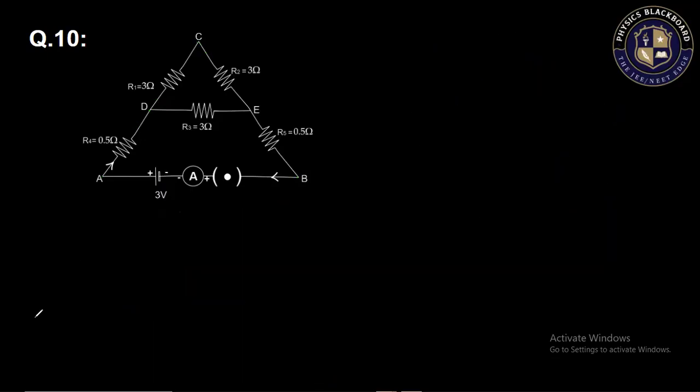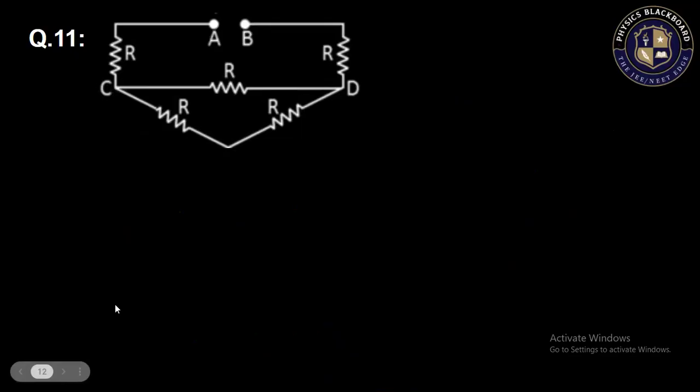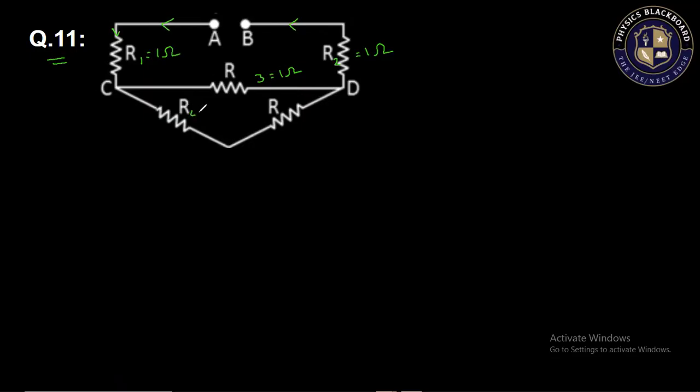And next we see question 11. Let's see what this is. Here you can see that the current is moving from point A to point B. Let's say I'm taking this as R1, that is 1 ohm. Let's say this is R2 as 1 ohm. And let's take this as R3, that is 1 ohm. Let's take R4 as 2 ohms, and R5 is also equal to 2 ohms.